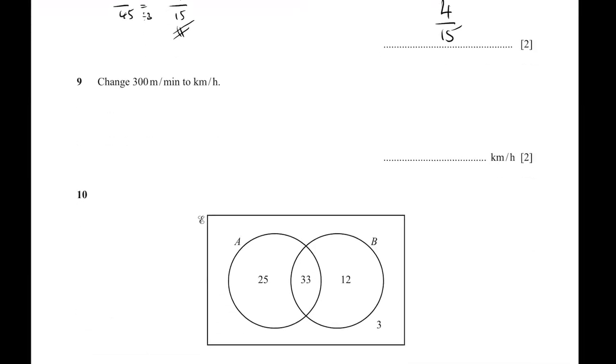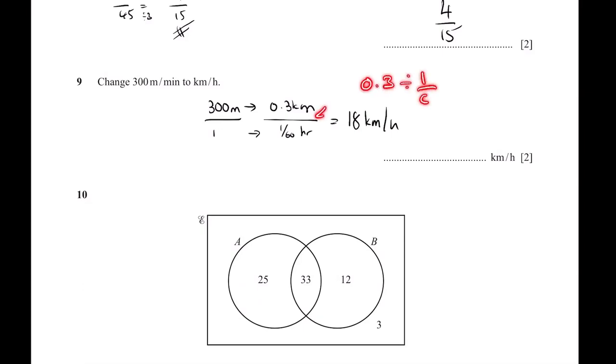Change 300 meters per minute to kilometers per hour. So 300 meters to kilometers is 0.3 kilometers, minute to hour. So 1 minute, how many hours? So 1 divided by 60. So write 0.3 divided by 1/60. You get 18 kilometers per hour. Don't worry, just type in your calculator. Because this is a division, I'm going to type 0.3 divided by 1/60. Then you get this answer.